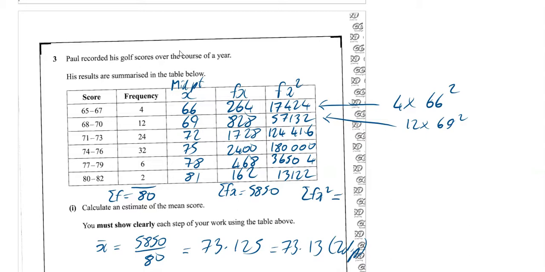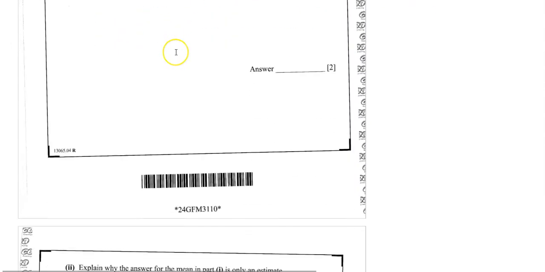So sigma fx squared, when you total those all up, and this is where people make mistakes: 17424 plus 57132 plus 124416 plus 180,000 plus 36504 plus 13122, and that totals up to be 428,598. And then we can put that in.